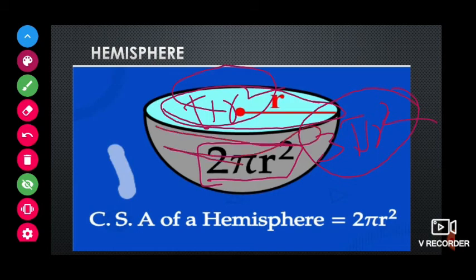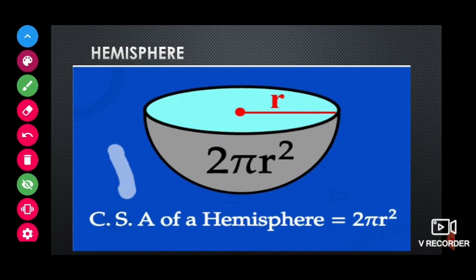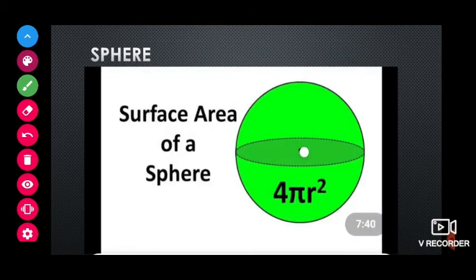Only the curved surface area means 2 pi r square. For the sphere, we have only the surface area, not a total. That surface area will be curved only, so it will be 4 pi r square. Okay.